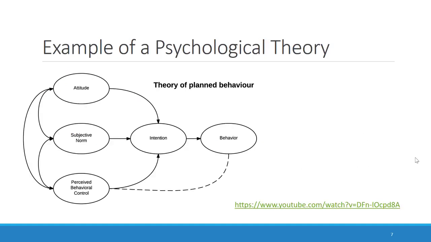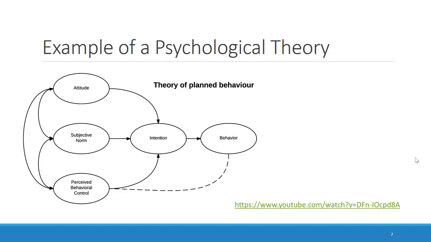Let's talk about an example of a psychological theory. The diagram that you see here represents the theory of planned behavior. I will talk through this theory just briefly with you, and if you would like some more information on the theory of planned behavior, I suggest that you watch the YouTube link that's provided in the bottom right of your screen.